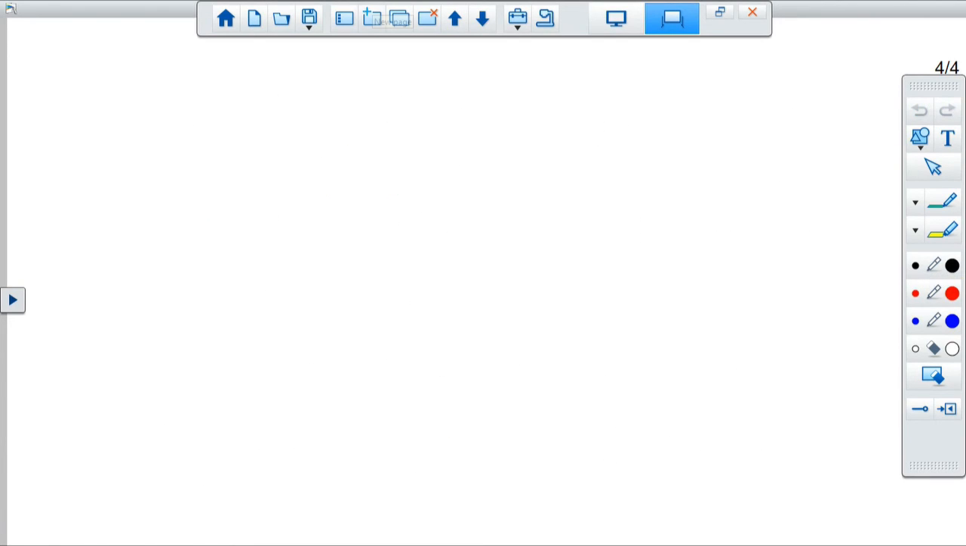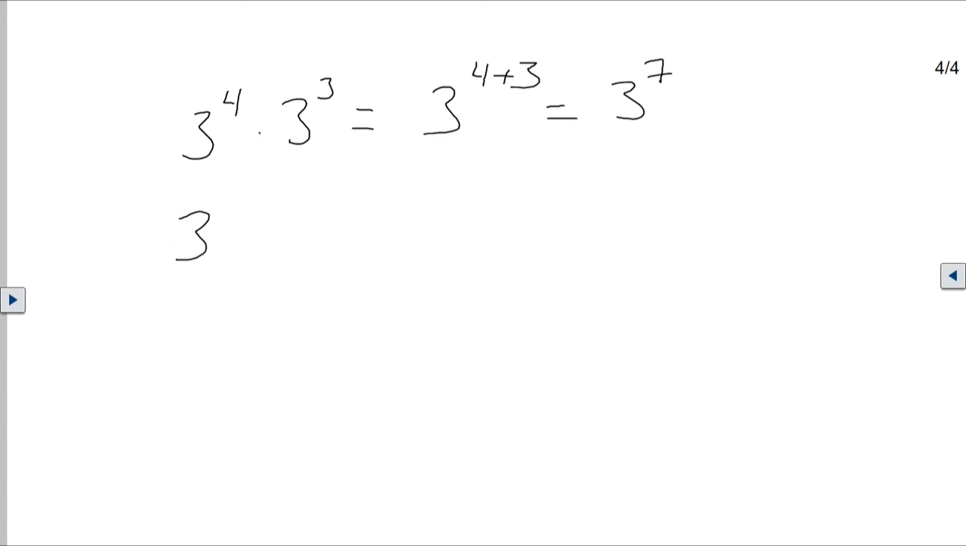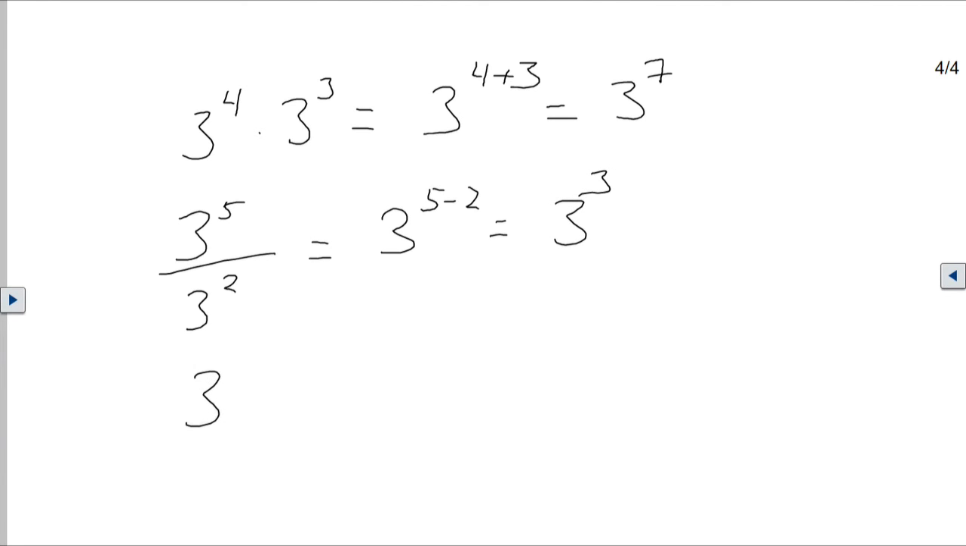Okay, so quick recap here of our 4 exponent rules. When I have multiplying exponents, my rule is that I add those exponents. 3 to the 4th times 3 to the 3rd is 3 to the 4 plus 3 power, which is 3 to the 7th. When I divide exponents, my rule is I subtract. So that's 3 to the 5 minus 2, or more simply 3 to the 3rd power.